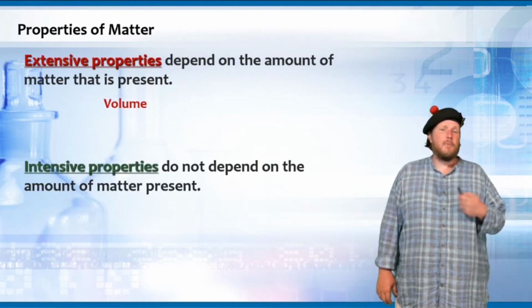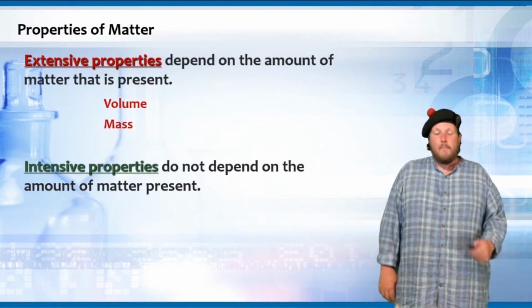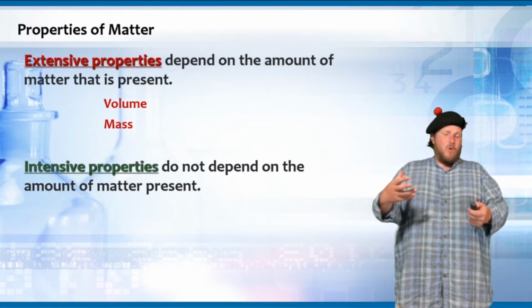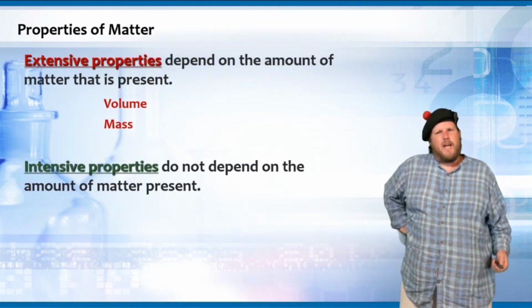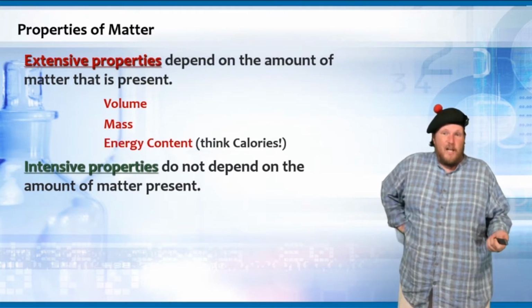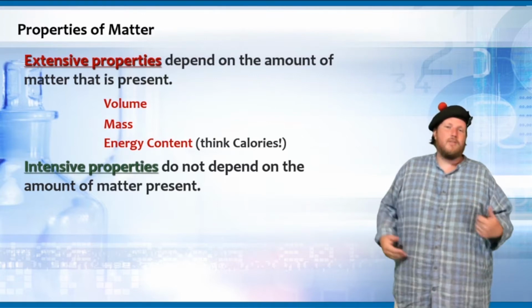So an extensive property is something like volume. How much you have determines how much volume you have. Mass. The more stuff you have, the more stuff you have, right? So that's mass. And energy content. So think calories. The more you eat, the more calories you consume.